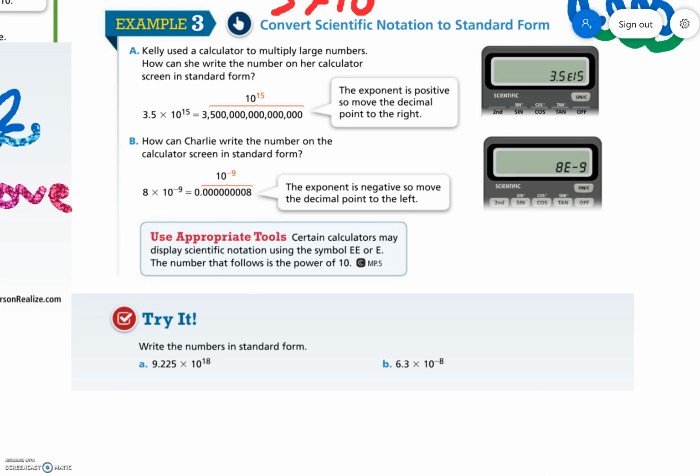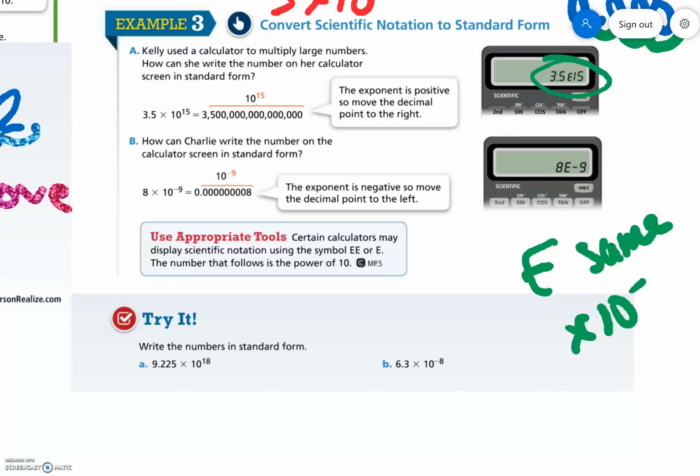Convert scientific notation to standard form. Kelly used a calculator to multiply large numbers. How can she write the number on her calculator screen in standard form? Okay, to save room, the E on your calculator is the same thing as saying times 10, and the next number that comes is your power. So here, 3.5E15 means 3.5 times 10 to the 15th.